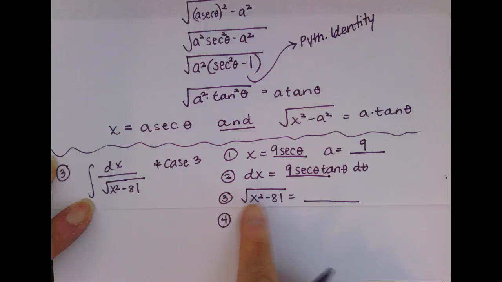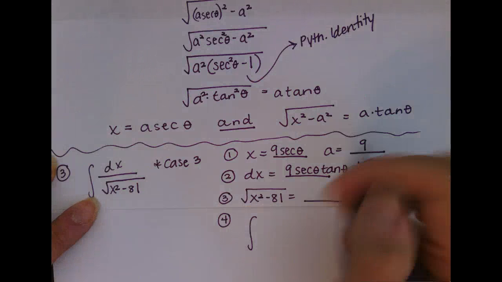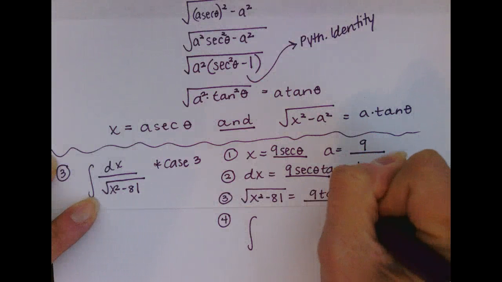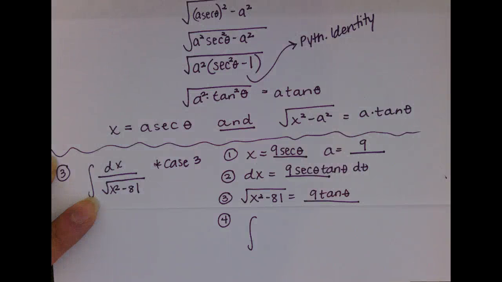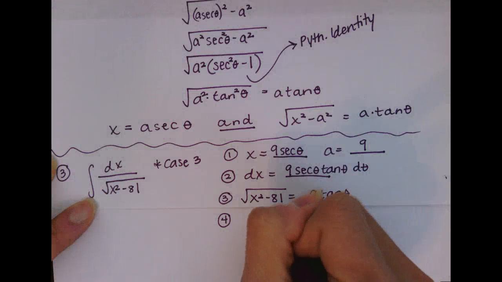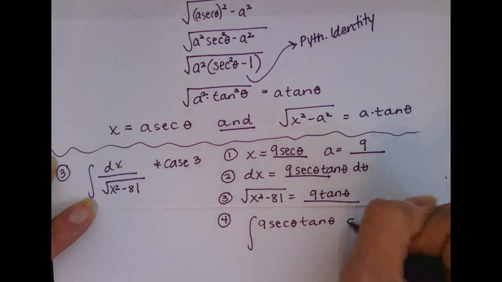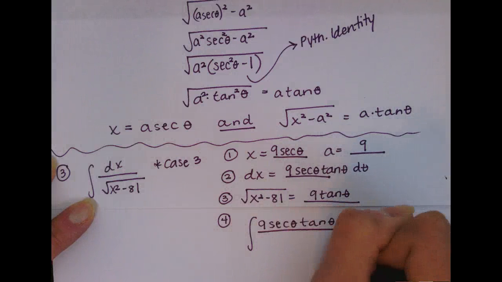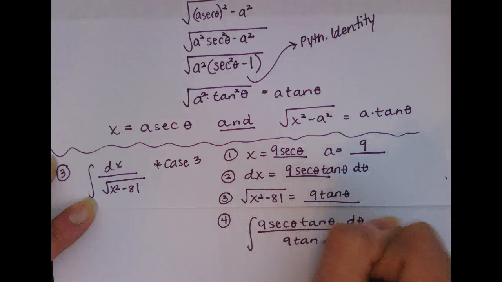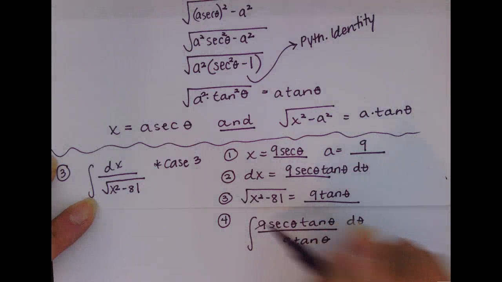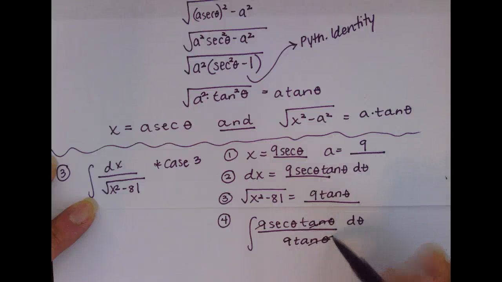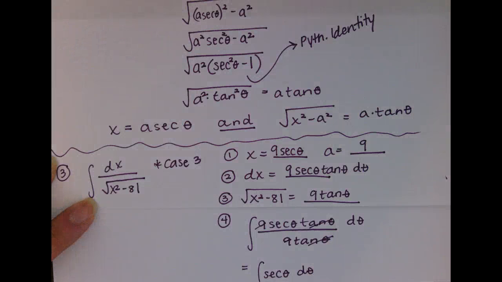And then the substitution that we're going to make here in the denominator is going to be 9 tan theta. So our new integral, if I substitute dx and I substitute our denominator, the 9's are going to cancel, the tans are going to cancel, and so really I'm just finding the antiderivative of the secant of theta d theta.